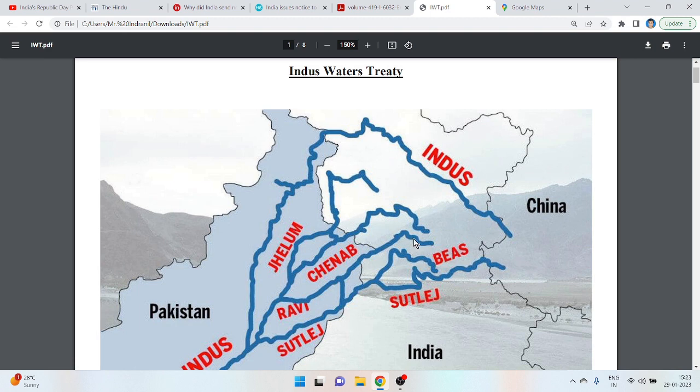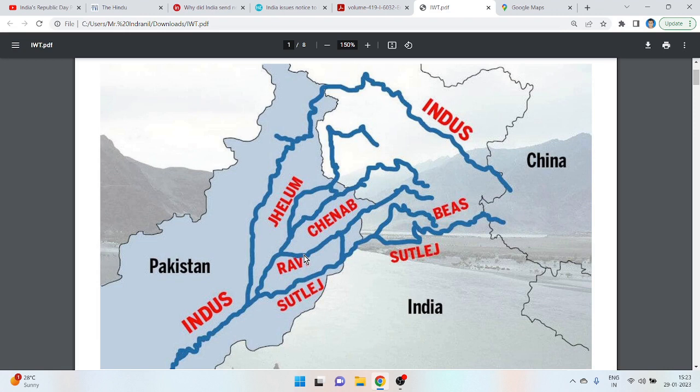Now look at the travel path of all these 6 rivers, that is Indus, Jhelum, Chenab, Ravi, Beas and Satluj. All these rivers flow through India and then enter into Pakistan. So this treaty is very important and very successful in water sharing between these two countries. Now look, the Indus originates in China's Xinjiang province, then travels through Ladakh, India, and then enters into Pakistan and then falls into the Arabian Sea.